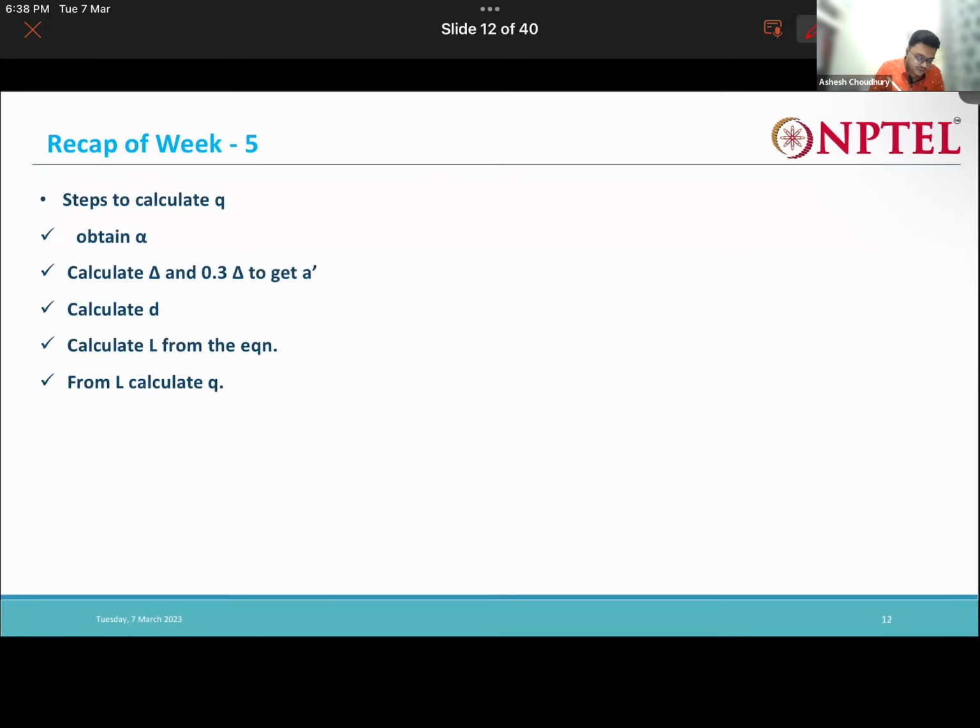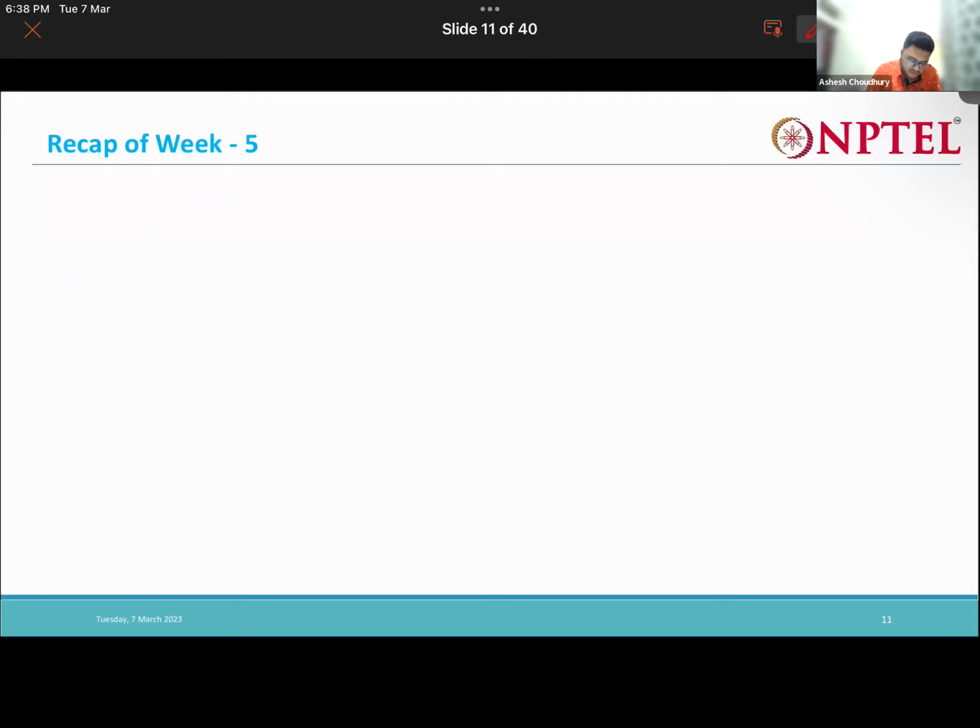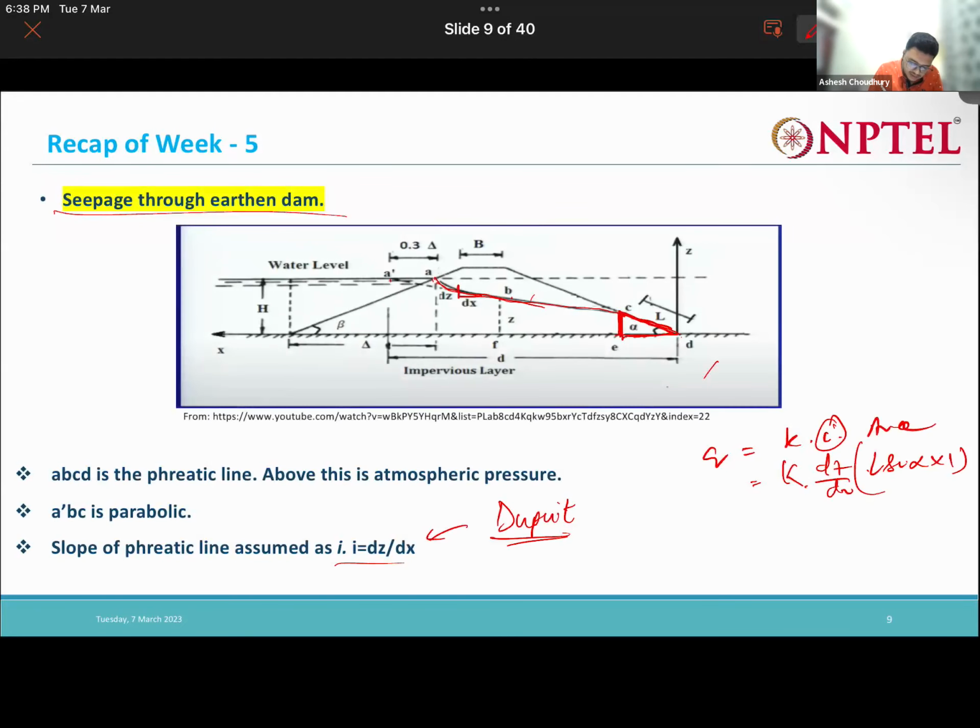So how will we actually get this Q? First we need to obtain alpha. What is alpha? Alpha is nothing but this downstream angle. We will know this from the cross-section of the dam, so this alpha is known to us.